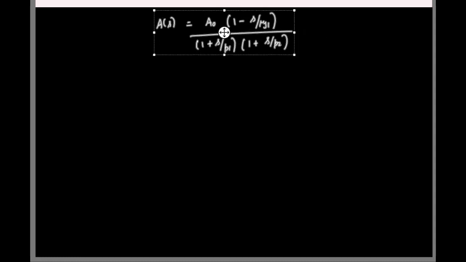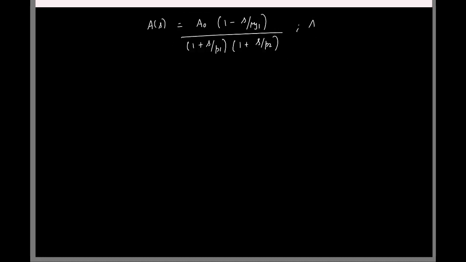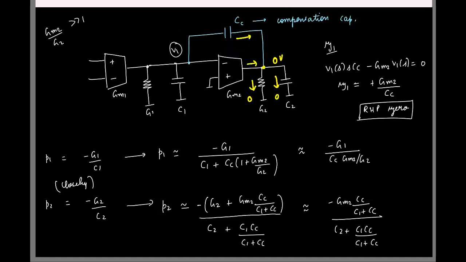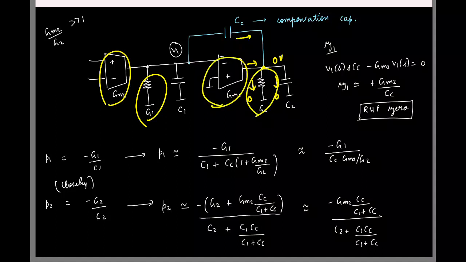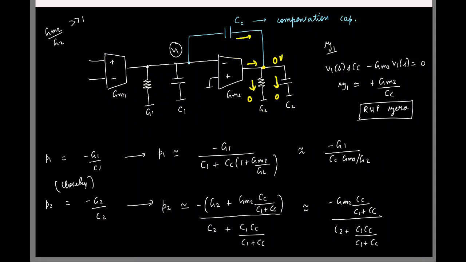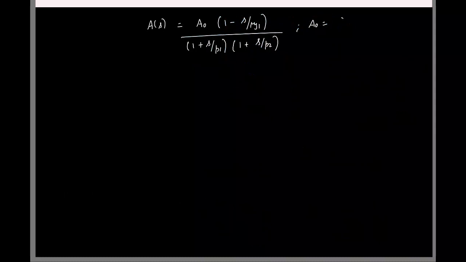So first, what is the DC gain A naught here? I'll show the circuit. Basically the DC gain of the first stage is GM1 by G1 times GM2 by G2. For DC gain, I ignore all capacitors, it's just a combination of GM1 by G1 and GM2 by G2.